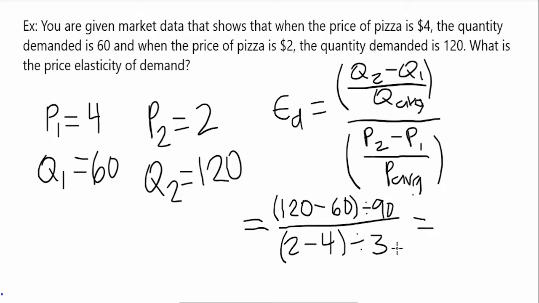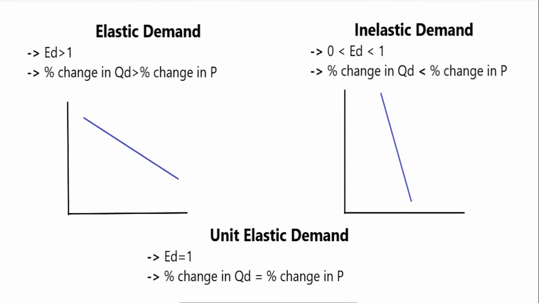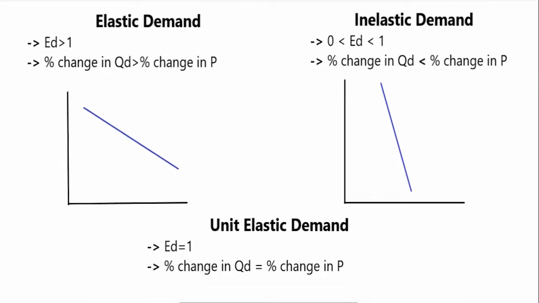So you get -1. You'll always get a negative number because the demand curve is inversely related. But what you have to understand is that we don't have to consider it as a negative number, okay? It's just going to be considered as 1. And so this here is your price elasticity of demand for this given question. Now, what does this value tell us, right?